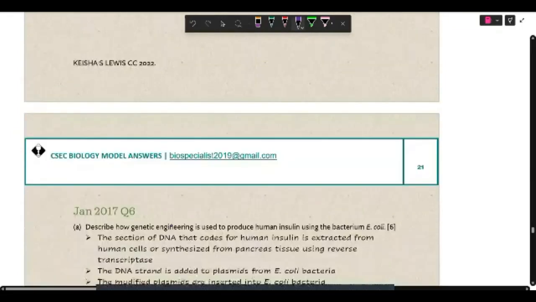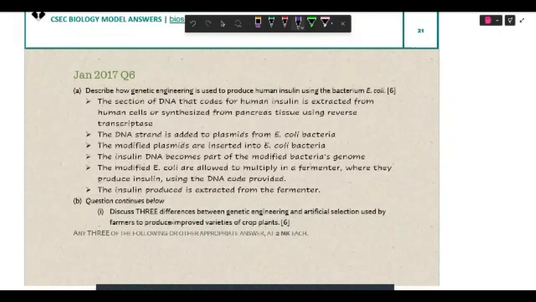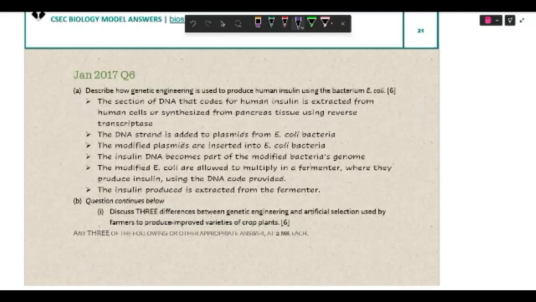Then we have our last question now, where we're being asked to describe how genetic engineering is used to produce human insulin using the bacterium E. coli. And 6 points. So 6 marks, 6 points, 6 steps. But you can break it up into 6 steps so that you can keep track of the marks. And that's a little tip again.